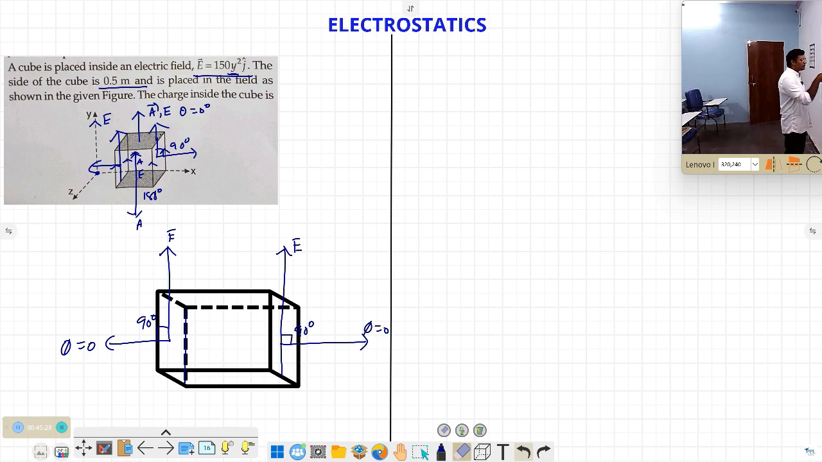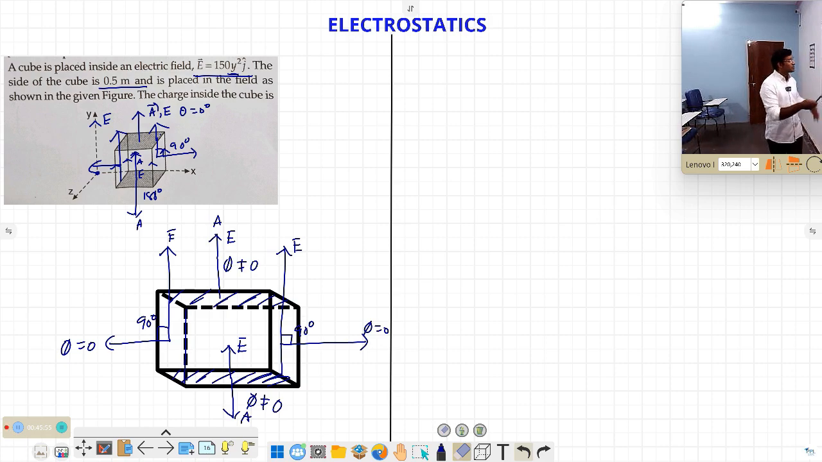These two are perpendicular to this electric field. So we only concentrate on two faces, the shaded part: the bottom face and the top face. In this case, the electric field is upwards and the area is also upwards. In this case, the area is downwards and the electric field is upwards. So in these two cases, we have a flux. The flux is not equal to 0 here.